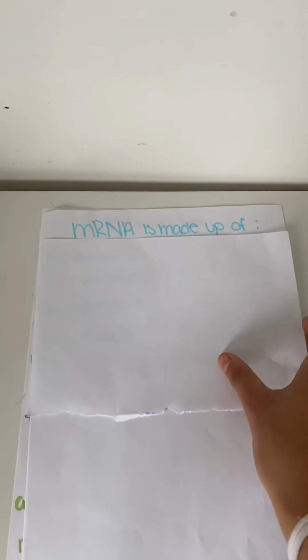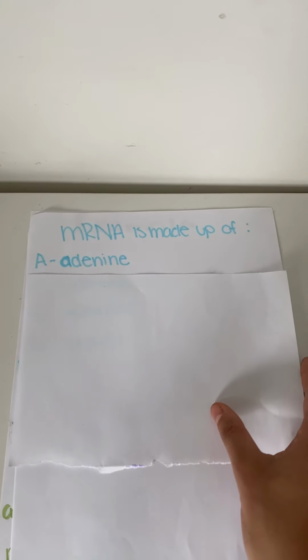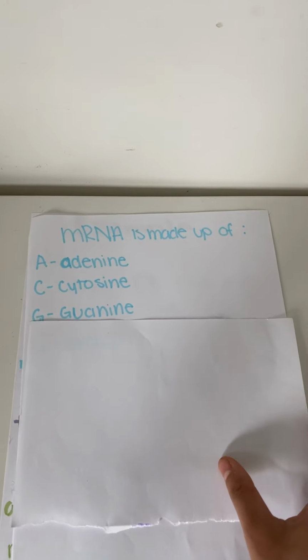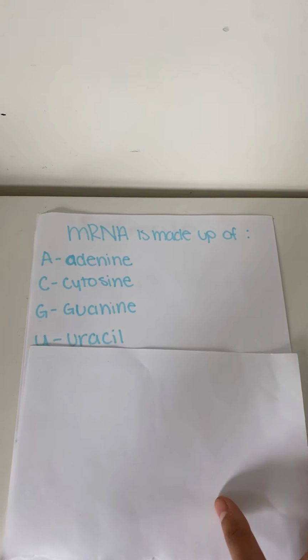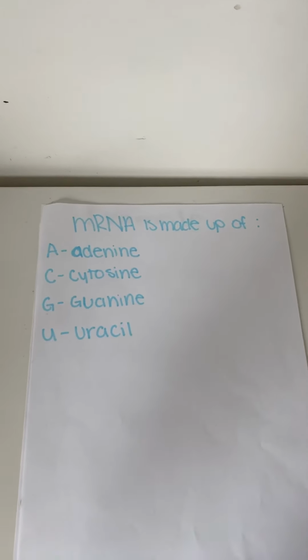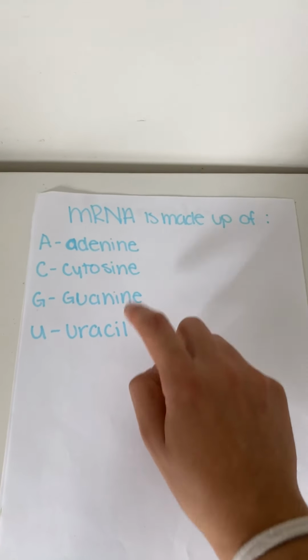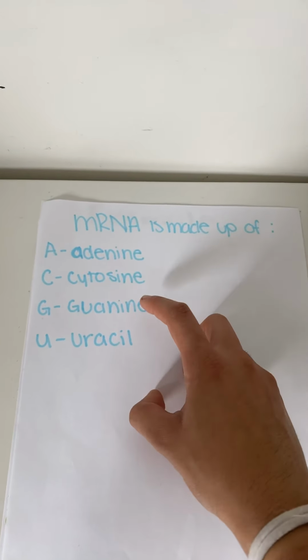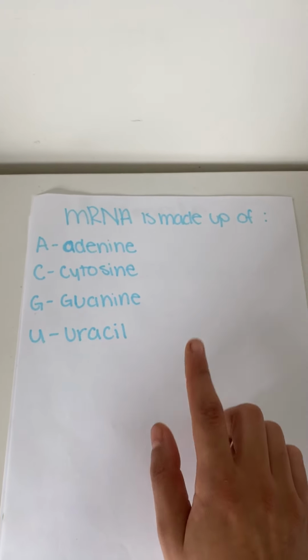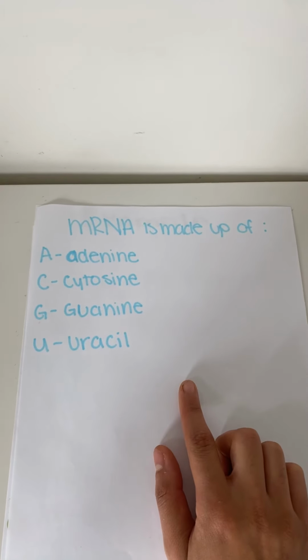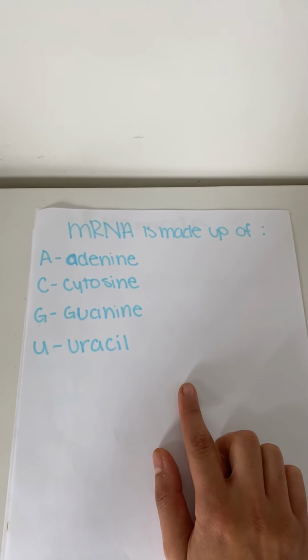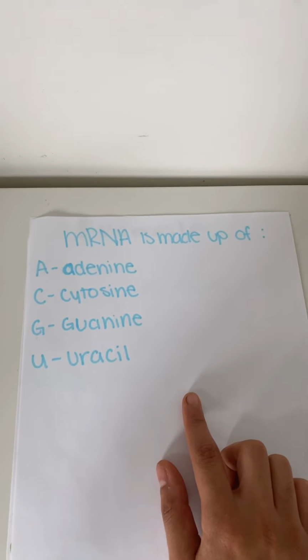mRNA, on the other hand, is made up of adenine, cytosine, guanine, and uracil. In mRNA, adenine will bind with uracil and cytosine will bind with guanine. The only difference between mRNA and DNA is that the mRNA has uracil and DNA has thymine.